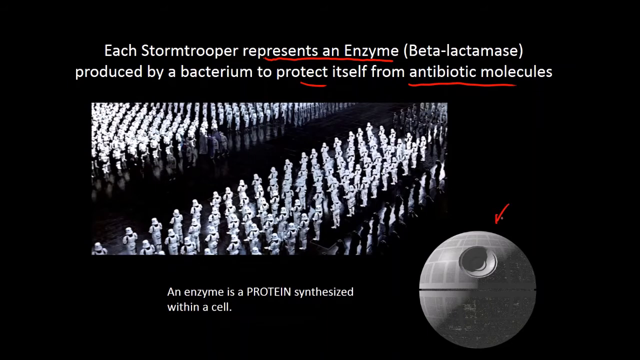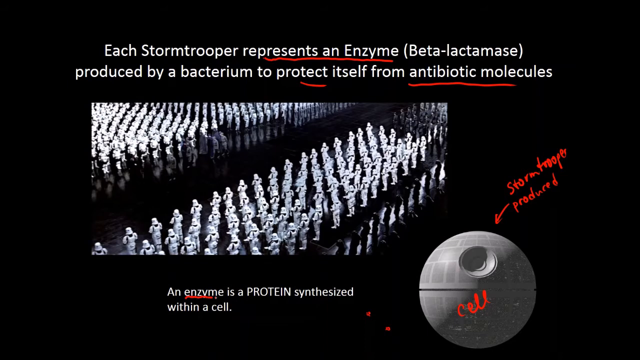So let's go back to the model here. Here's the Death Star. Stormtroopers are produced. They're cloned within this structure, which is a cell. And their function is to destroy the antibiotics. You remember the antibiotics are these little molecules that are sent to destroy this cell, but the cell produces something that can destroy these antibiotic molecules.